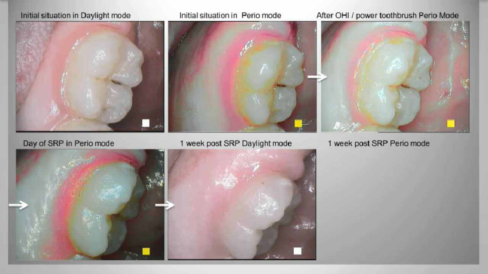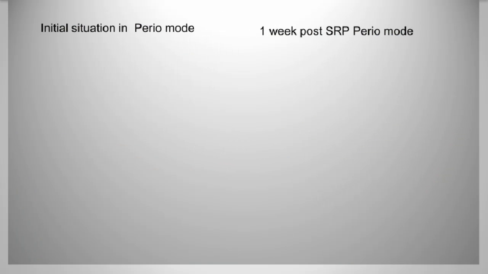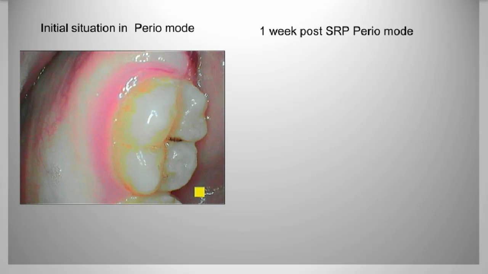What was really amazing is 1 week after SRP, and again, this is in the daylight mode, so there's no enhancement here yet with the technology, but then that is where the last photo is showing 1 week post-operative in the perio mode. Look at the difference in that. That's just amazing. I mean, it really is.